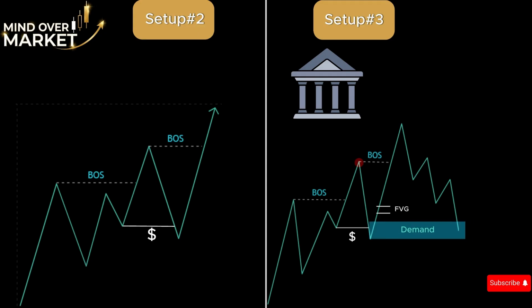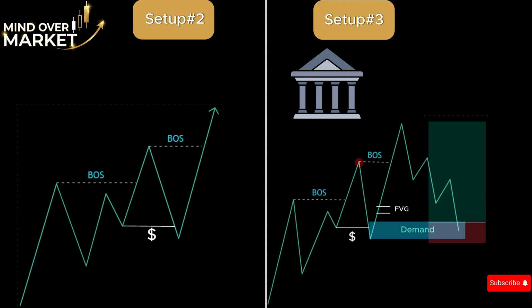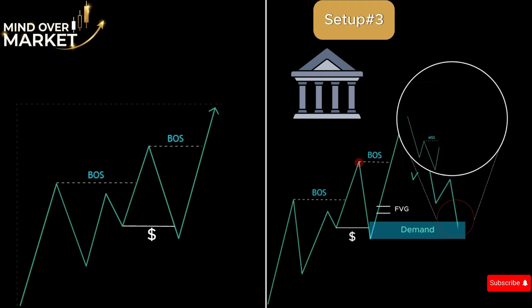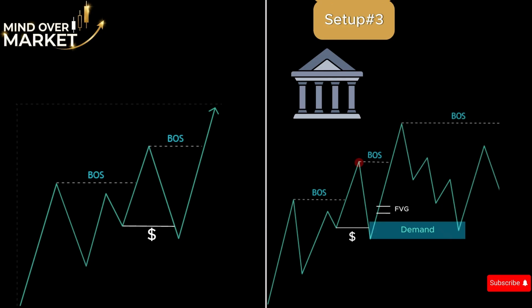Since this setup is already highly reliable on its own, lower timeframe confirmations are not strictly required. You can enter aggressively at the start of the demand zone, placing your stop loss just 1 to 2 pips below it. From there, trust the process. However, waiting for a lower timeframe confirmation, such as a market structure shift, will only boost the setup's overall reliability. And with that, our third setup is complete.